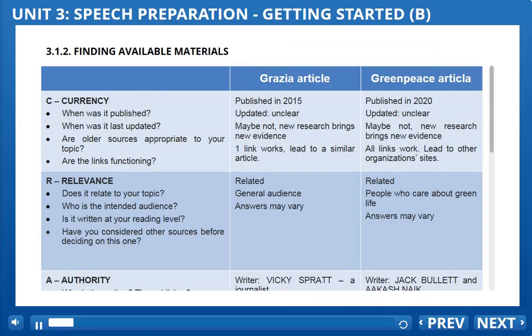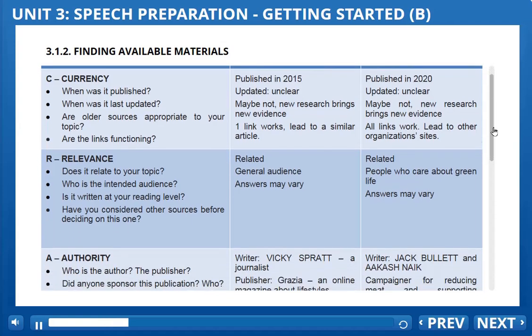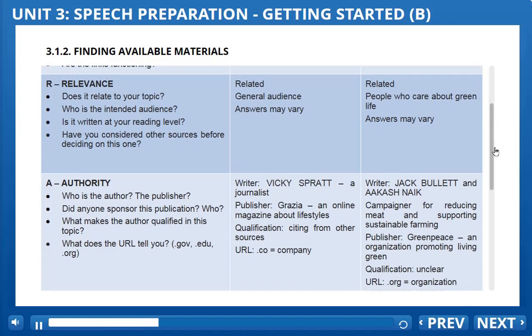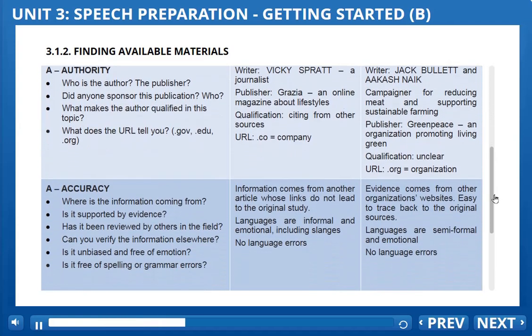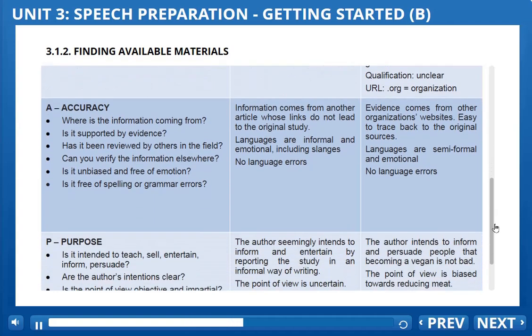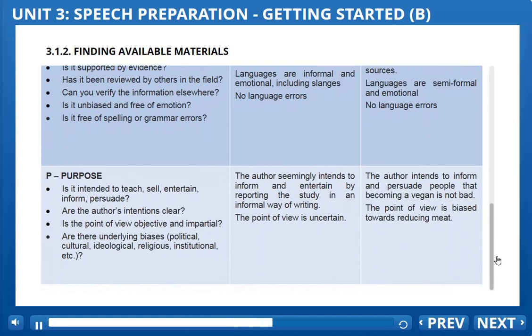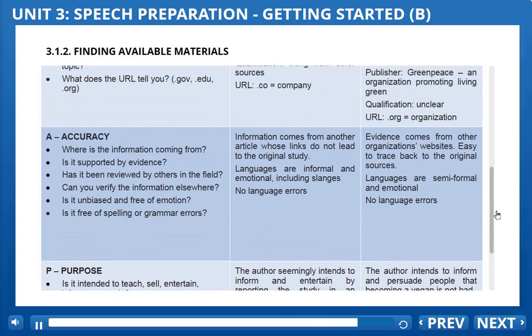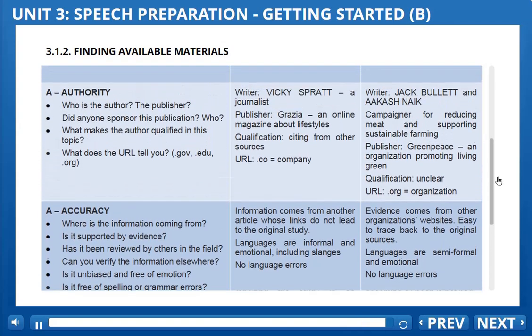So, after you've done the CRAAP test, you can come up with something like this. In conclusion, Grazia's article is unreliable because of unclear sources of information, informal language, and uncertain viewpoint. So we cannot use that. But the Green piece is quite biased.